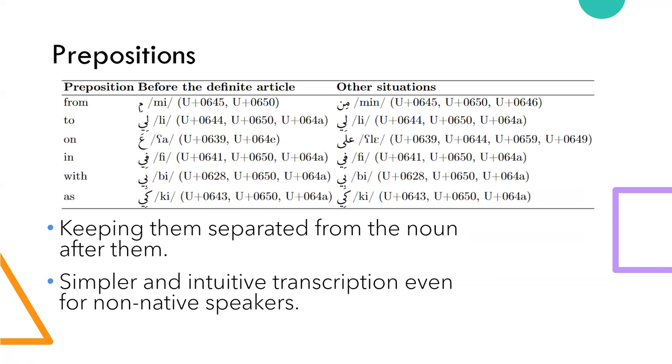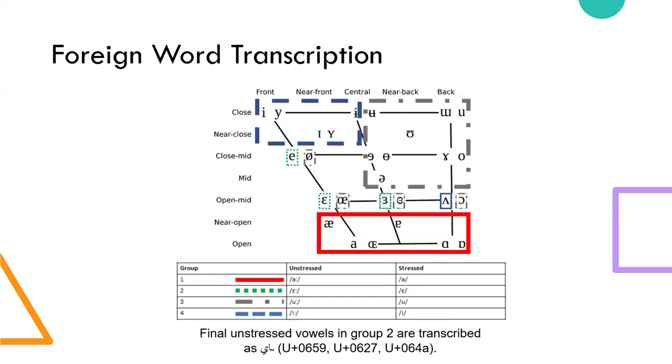We also have a revision for prepositions. We are trying to keep them separated from the nouns after them, and we are trying to use the simplified transcription even for non-native speakers. We found people using this convention across the internet, and we think that we can adopt it. There are two forms, one before the definite article L and one in other situations, and we have six prepositions in Tunisian Arabic as shown in the table there.